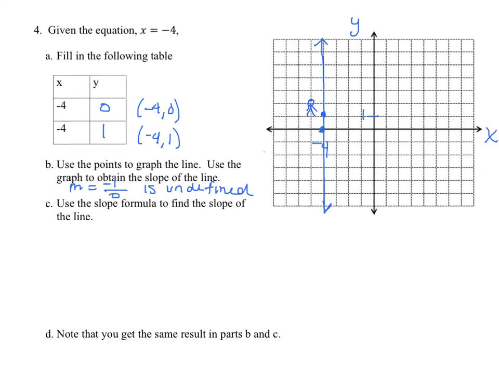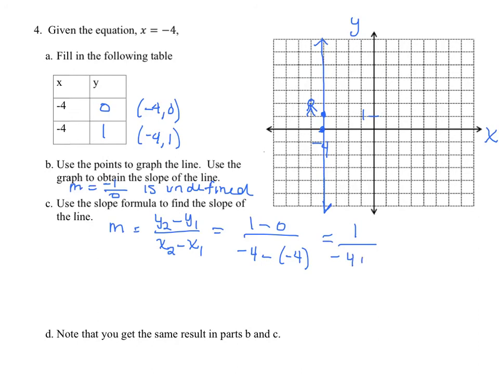The formula is m is equal to y2 take away y1 over x2 take away x1. So let's use the points. y2 is 1 take away 0, and negative 4 take away negative 4. So the numerator is 1. The denominator is -4 plus 4, which is 0. So again, the slope is undefined.